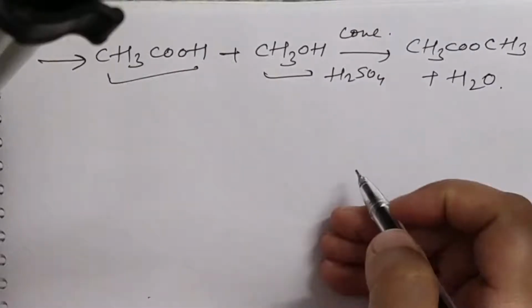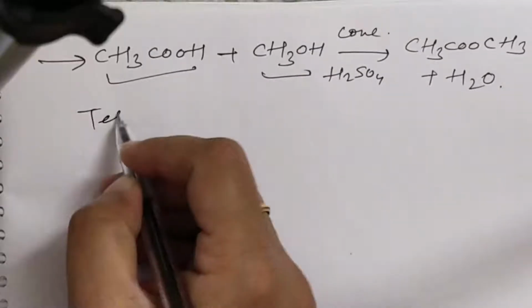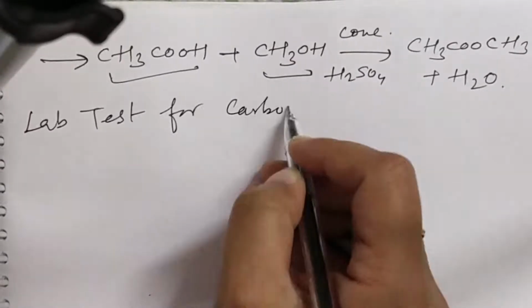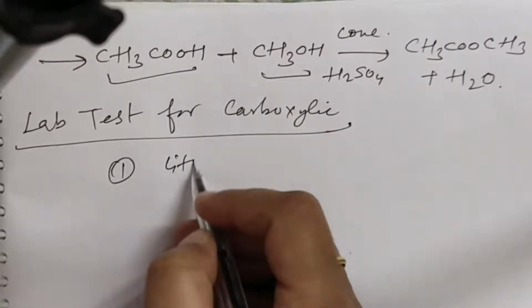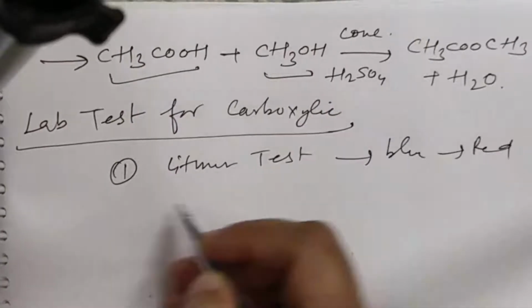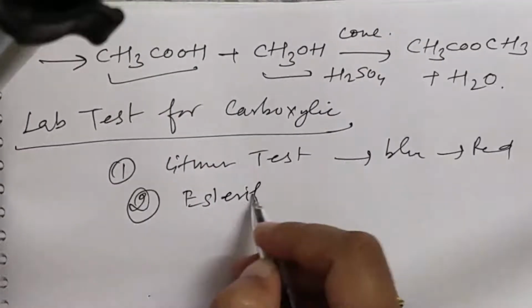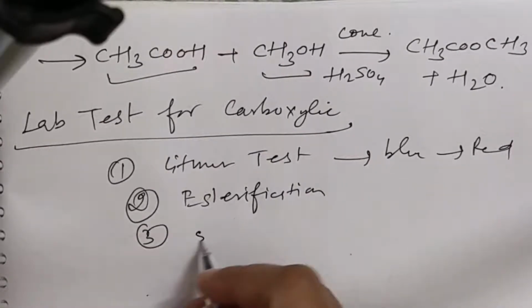So this is basically the types of chemical reactions which are shown by ethanoic acid. And this is how you can test also. If you are asked for a lab test for carboxylic acids, how can you show some lab tests? Okay, the first lab test you can do is the litmus test, in which blue color changes to red. Second test, you can do the esterification, as we have already done here. The third test you can do here is the sodium hydrogen carbonate test.